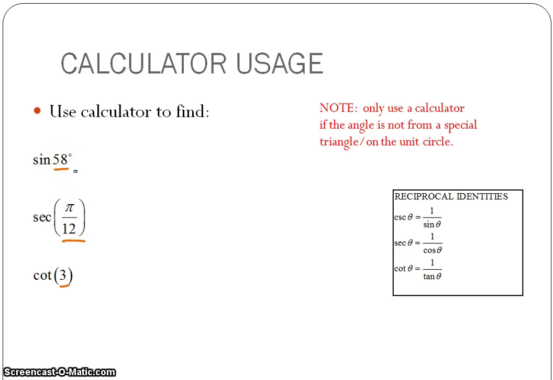Secondly, we're going to have 2 modes on the calculator. For our mode, and I'll show you how to change the mode, we have degree mode, which is D, E, G, and then we have radian mode, which is R, A, D. So if it is a degree, then we're going to use degree mode.